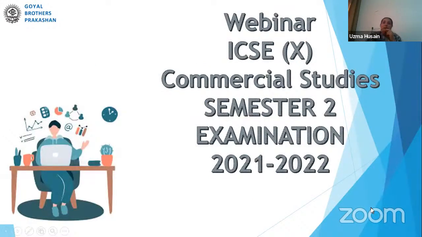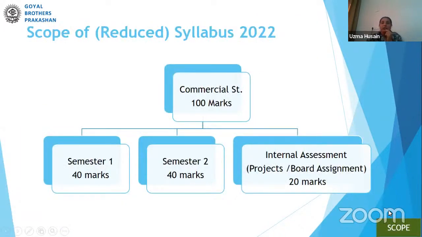So today we will be seeing how to prepare for our semester 2 paper, which is scheduled to be the last paper, that is on 23rd May. Our commercial studies exam is scheduled as per the revised timetable for the ICSE board. Now let us discuss the scope of the reduced syllabus.